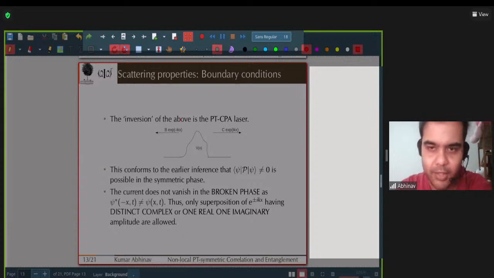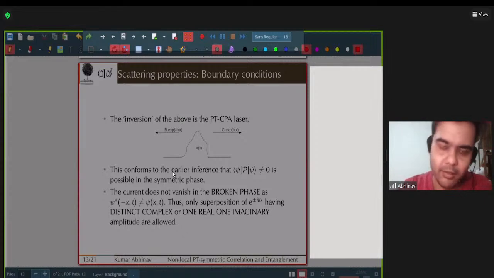So this consideration of PT symmetry with the correlation, if you consider this correlation and the corresponding current, it explains these physical phenomena in that sense. So again, the condition is that this confirms our earlier inference that this overlap may not be zero. Something is conserved, so that thing is staying inside and giving out the signals.